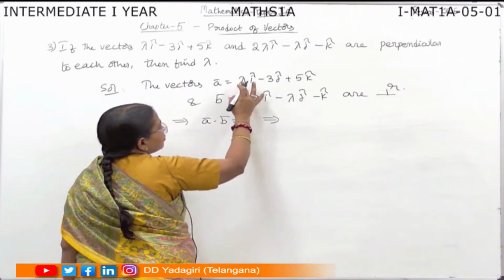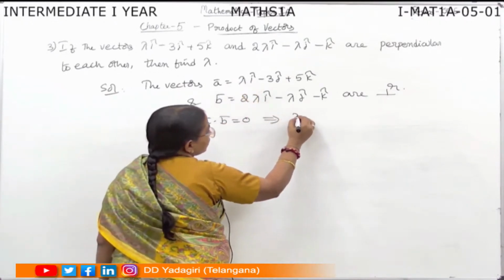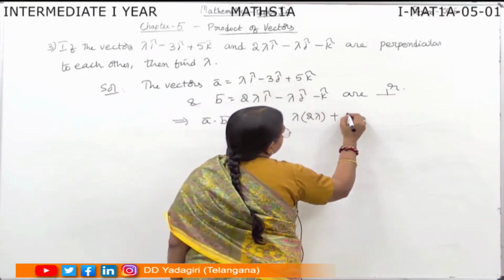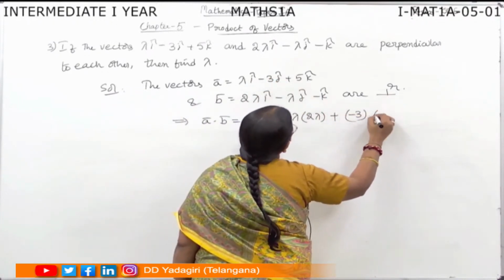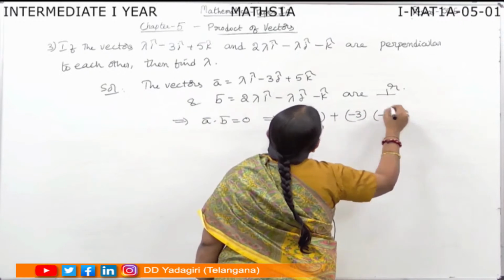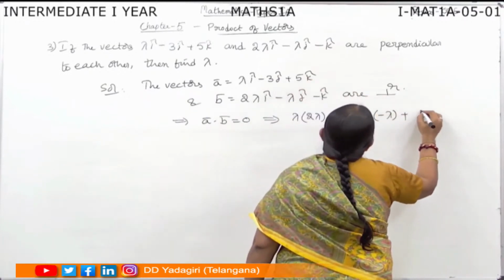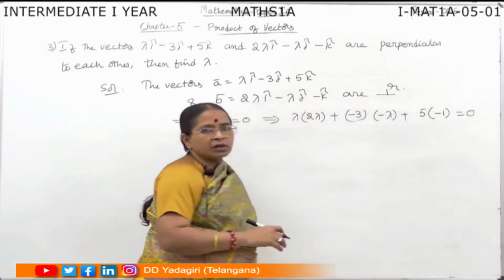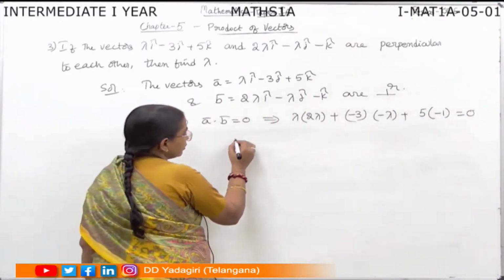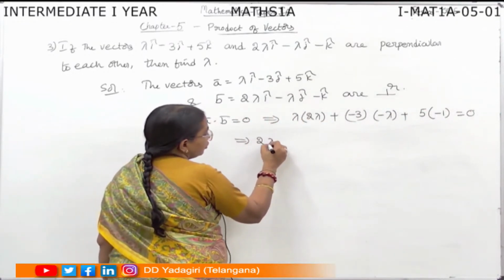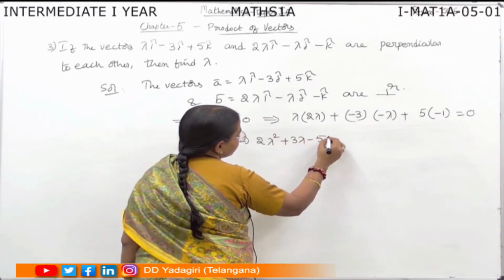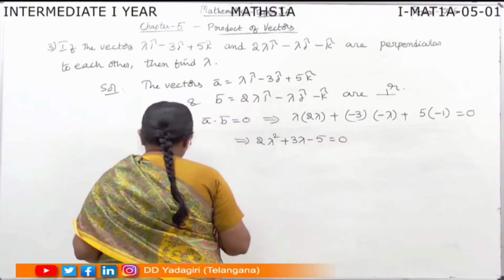Now what is A dot B? A1 B1, so lambda into 2 lambda, plus A2 B2, that means minus 3 into minus lambda, plus A3 B3, so 5 into minus 1, is equal to 0. Just solve this equation and find the values of lambda. So you are getting 2 lambda square plus 3 lambda minus 5 is equal to 0.